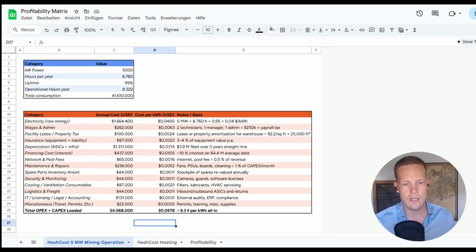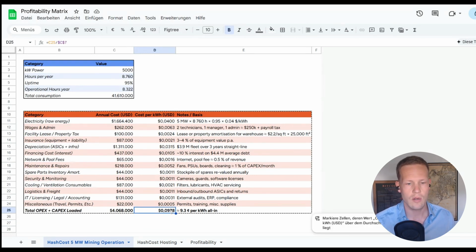So yeah, remember this number, 0.0978 cents per kilowatt hour.